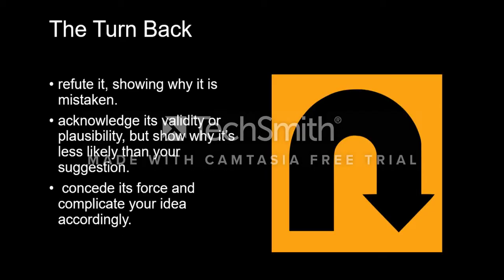After you figure out where there could be possible counterarguments, we want to do what we call the turn back. You're returning to your own argument, which you let your audience know with words like but, yet, however, to name a few. In the turn back, you're reasoning about the counterargument. This can be done in one of three ways. You can refute it, showing why it's mistaken, acknowledge its validity or plausibility, but show why it's less likely than your suggestion, or you can even concede its force and complicate your own idea accordingly.